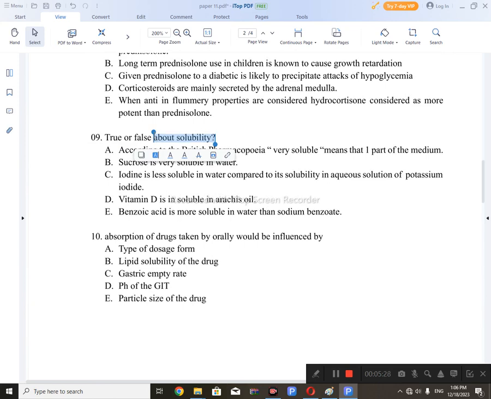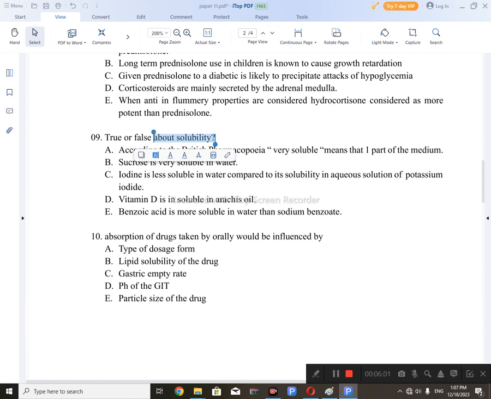According to British Pharmacopoeia, very soluble means that one part of the solute dissolves in less than one part of the medium. True. Sucrose is very soluble in water. True. Iodine is less soluble in water compared to its solubility in aqueous solution of potassium iodide. True. Vitamin D is soluble in arachis oil. True. Benzoic acid is more soluble in water than sodium benzoate. False.